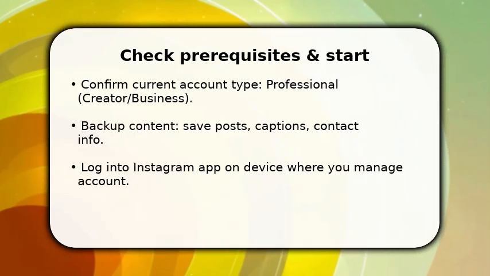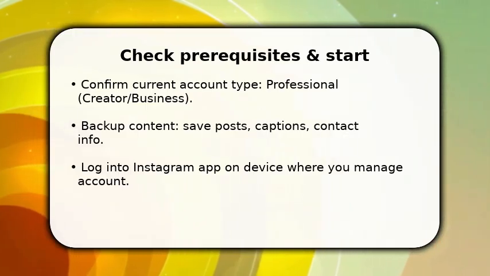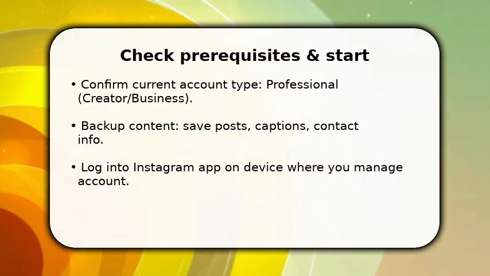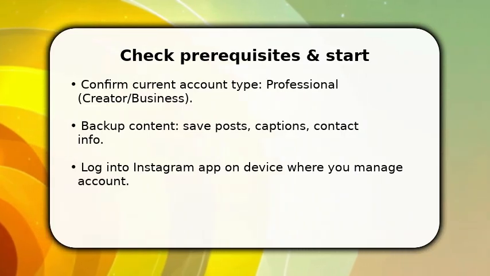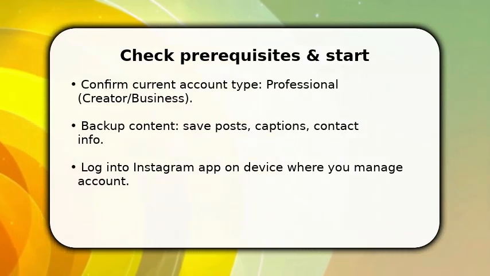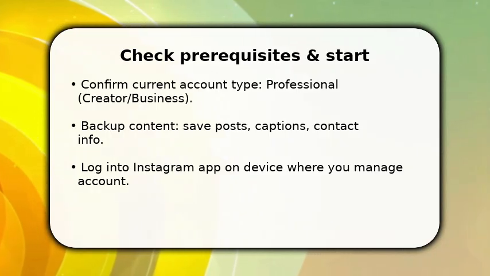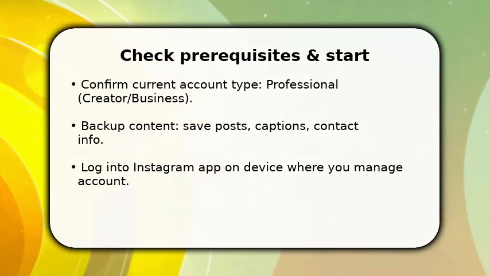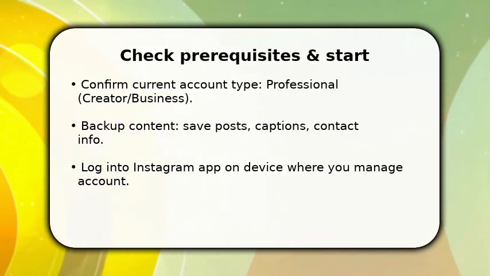You're starting by verifying prerequisites. Confirm the account is professional and back up any post data and contact info. Open the app and go to your profile, tap the menu and select Settings. Once done, choose Account to see account type options. This is where you begin the switch.